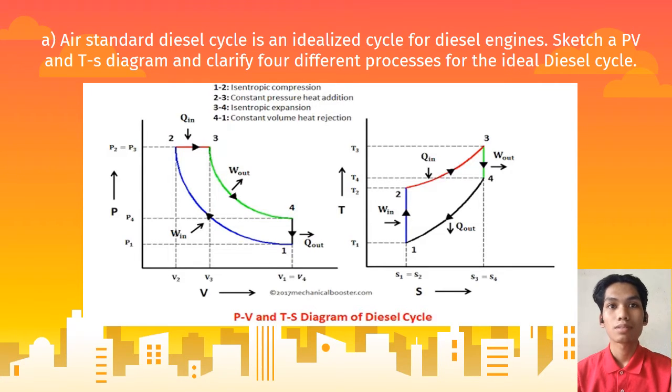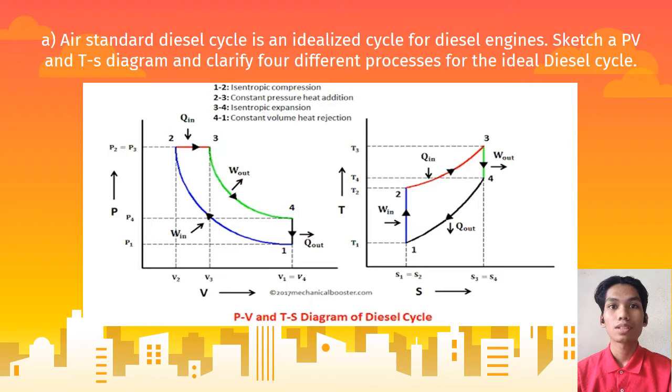The next process is process 2 until 3, which is constant pressure heat addition. In this process, the hot body is kept in contact with the cylinder, and the heat addition to the air takes place at constant pressure. The pressure remains constant. Volume increases from V2 to V3, temperature increases from T2 to T3, entropy increases from S2 to S3.